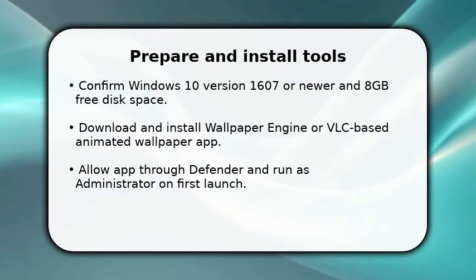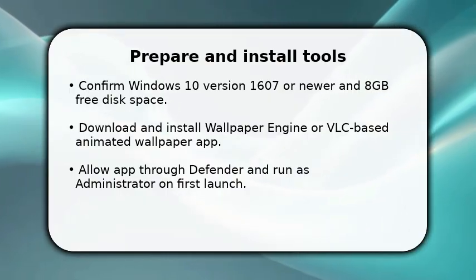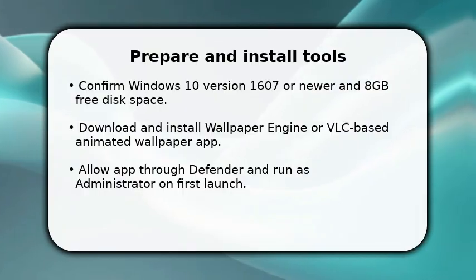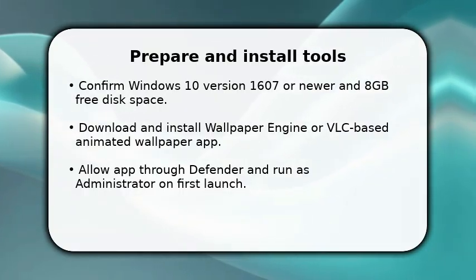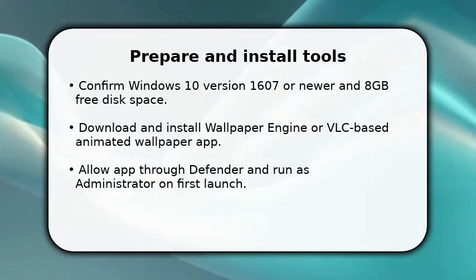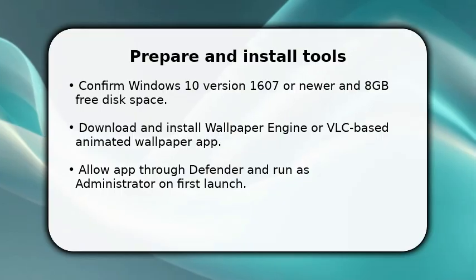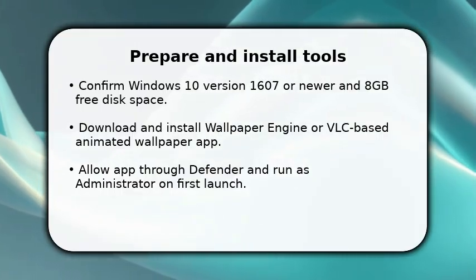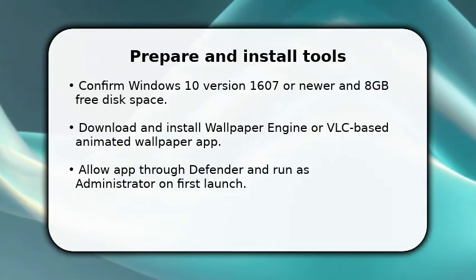You'll start by confirming your system can handle animated wallpapers. Check Windows 10 build and free disk space, then install Wallpaper Engine or a trusted animated wallpaper app. Once done, run the installer and allow the program through Windows Defender. Make sure to grant administrator rights so drivers and background services install correctly. This avoids permission issues later.